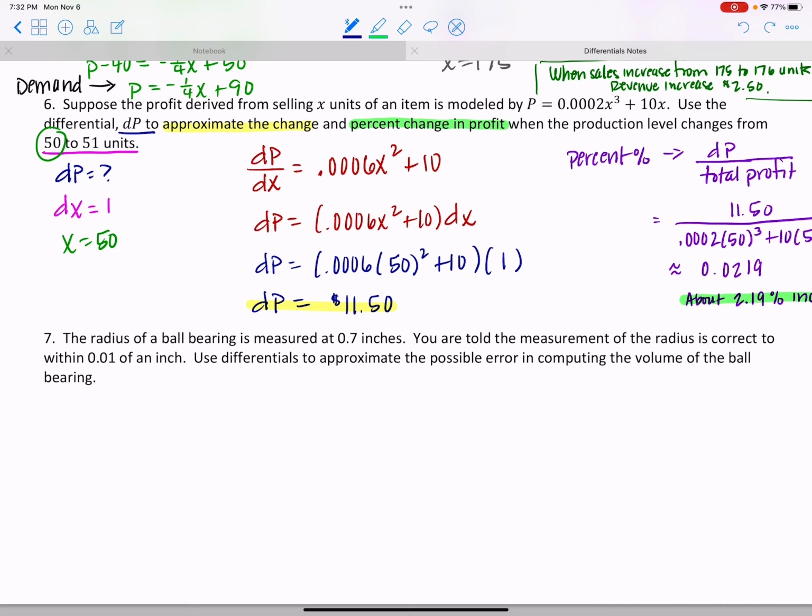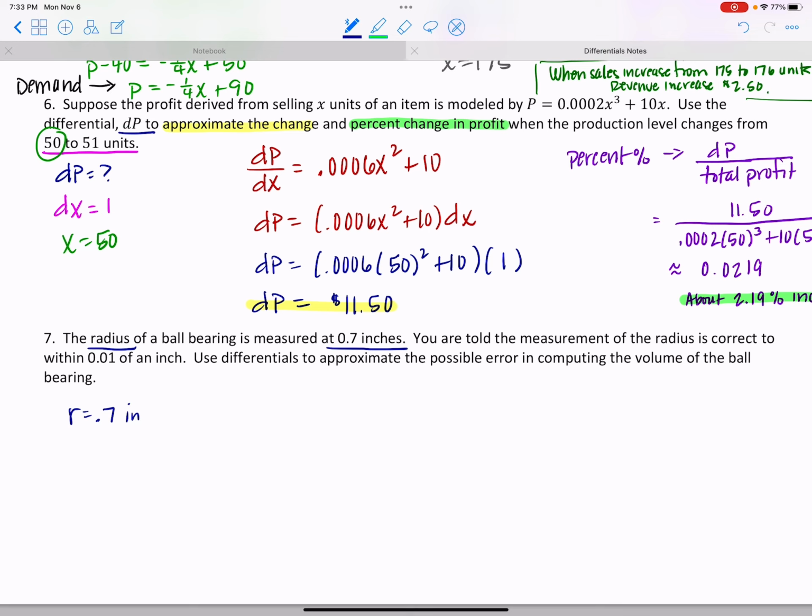So the radius of a ball bearing is measured at 0.7 inches. You're told that the measurement of the radius is correct to within 0.01 of an inch. Use differentials to approximate the possible error in computing the volume of the ball bearing. So we've got a radius of a ball bearing being 0.7 inches. I'm going to write that down, 0.7 inches for a radius. And you're told that it's correct within 0.01 of an inch.